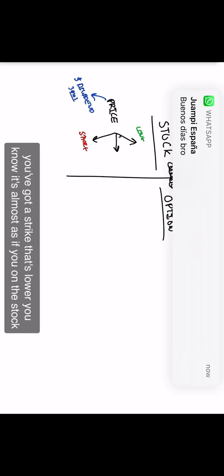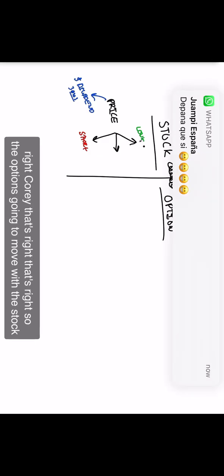Now we know an option is much like owning the stock. It's much like owning the stock in a call option because we have the right to buy it anytime we want. If you have the right to buy it anytime you want, that's very similar to owning it. We might not get a dividend if we don't own it. But the difference in a call option is, as this thing rises, if you've got a strike that's lower, it's almost as if you own the stock, right, Corey?